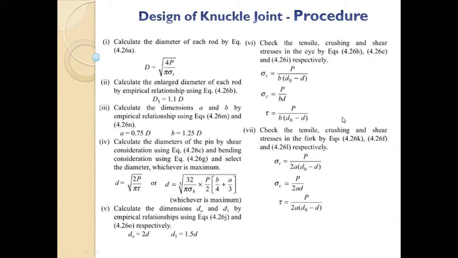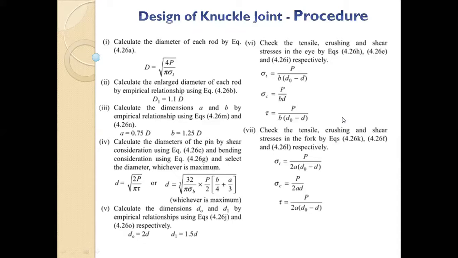First, diameter of the rod capital D is equal to root of 4P upon pi sigma T. Here we know P load and we know allowable stress in the rod. So we can calculate diameter of the rod. Then we'll calculate the enlarged diameter of the rod D1 using empirical equation 1.1 D, 10 percent more of that. So we got diameter of the rod and enlarged diameter of the rod. Then this A and B, thicknesses of iron fork, we use empirical equation. Thickness of the fork will be, there are two thicknesses of fork, 0.75 D, 3/4 of the diameter of the rod, and thickness of the eye we will take 1.25 D, 25% more than the D. Okay, so we got now A, B, capital D, and capital D1.